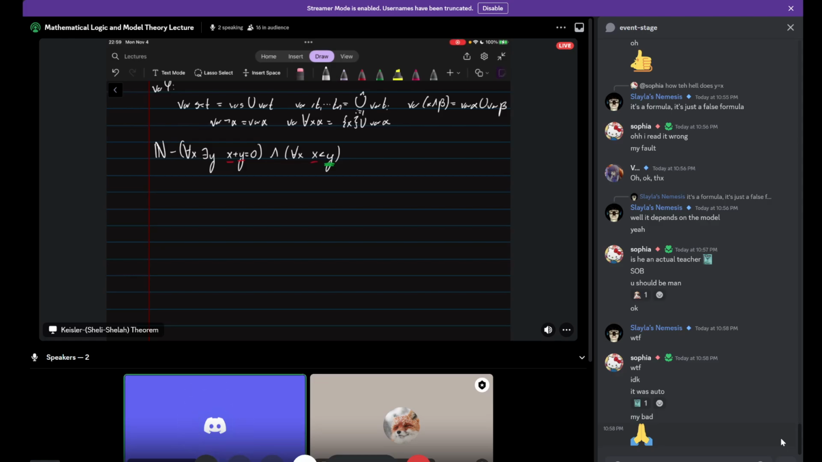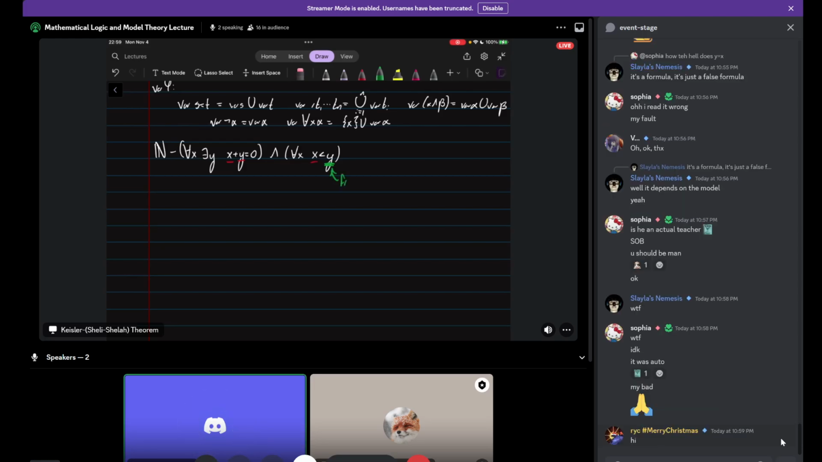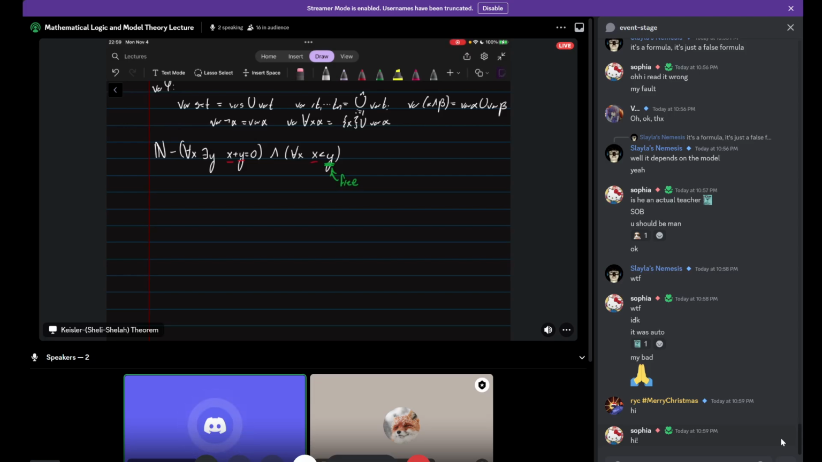So that brings us to the concept of a free variable. So this variable is called free because it's not within the scope of a quantifier.